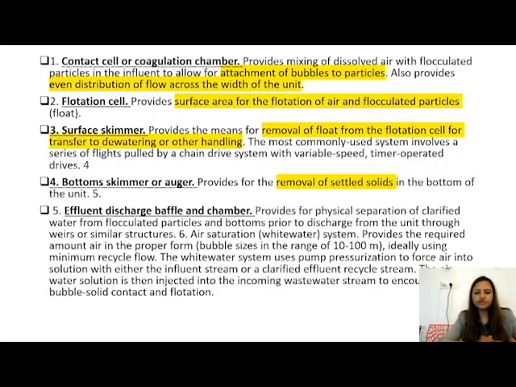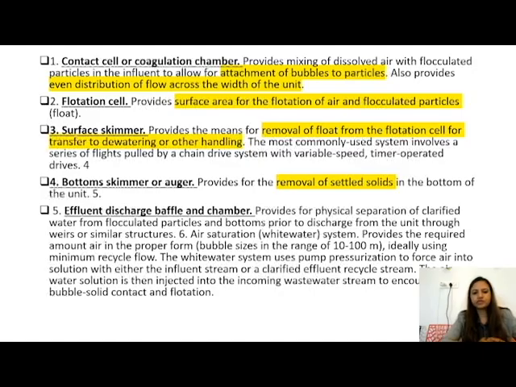In the second part, the flotation cell, surface area is provided for the flotation of air and flocculated particles, and the float forms and comes to the surface. Then the surface skimmer, which is a chain flight system, removes float from the flotation cell for dewatering or other handling.